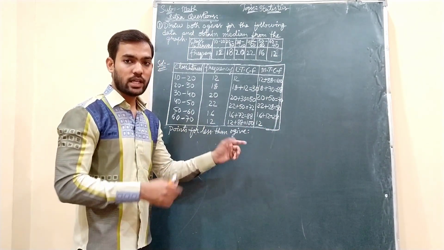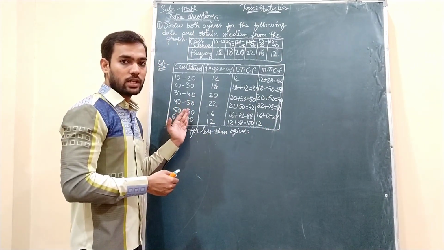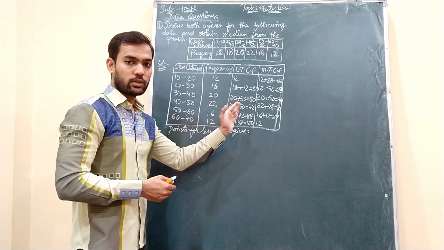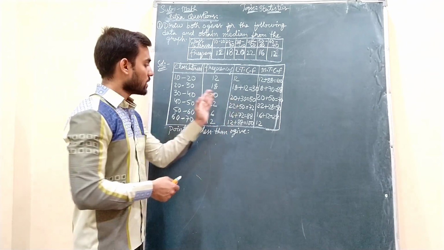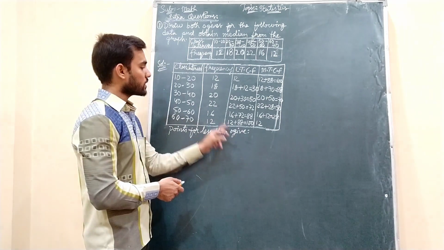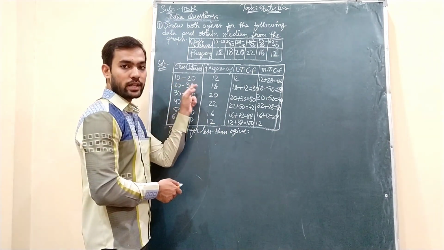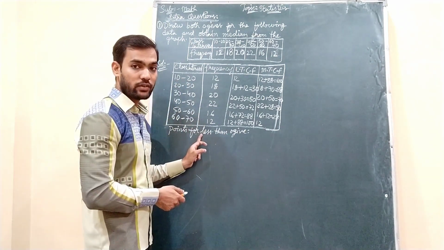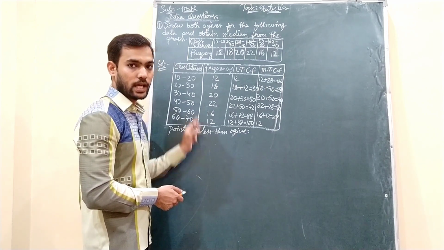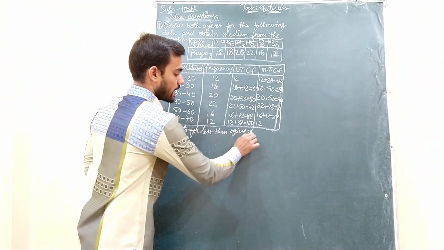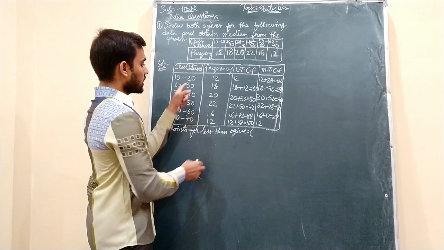For points, you will take x values from the boundaries and y values will be cumulative frequencies, that only. So points for less than ogive: there are two boundaries over here, lower boundary and upper boundary. For less than ogive, which boundary we will take? Yes, upper boundaries we will take. We have learned this already, okay?